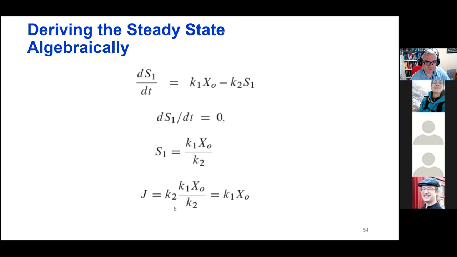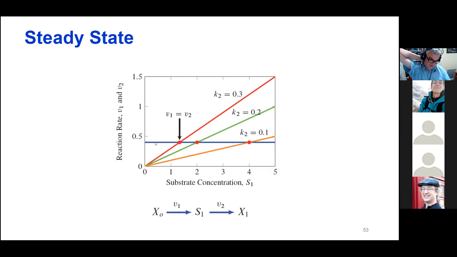I get this here, which is the rate. K2 cancels with K2 and I get K1 X1. All it's saying is that the steady state rate must be K1 X1. And of course it has to be that because the rate is fixed. So this pathway has no choice to match. It has no choice at steady state in that the steady state rate must be V1.